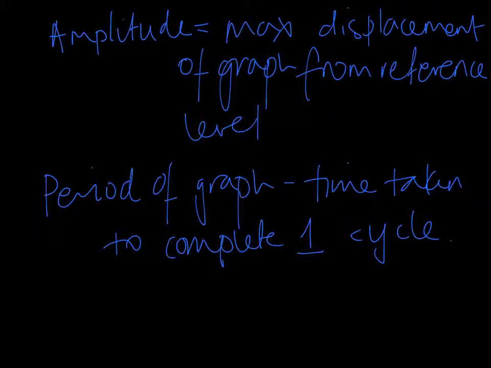So also the period of the graph is the time taken to complete one cycle. So the time taken to complete one cycle might not be 360 degrees. We won't always have angle and sine on the side. We can use the sine and cosine graph to replicate other real life scenarios, so things like wave tides and other sorts of things like that, especially used in science and physics.